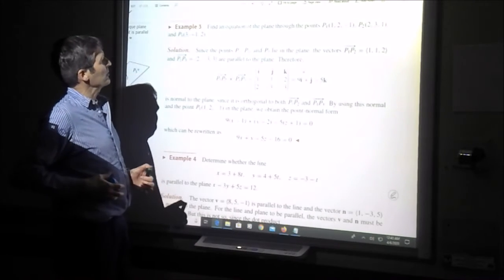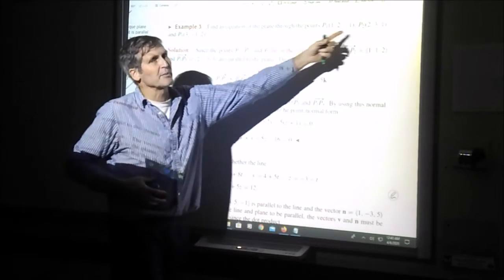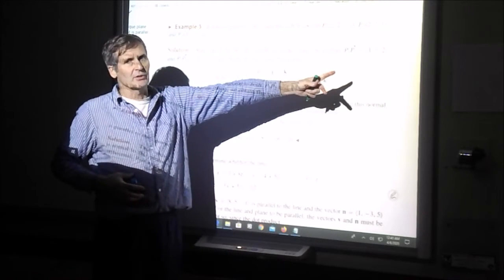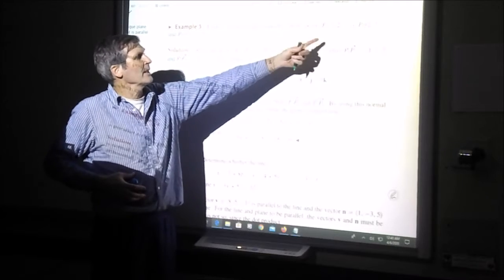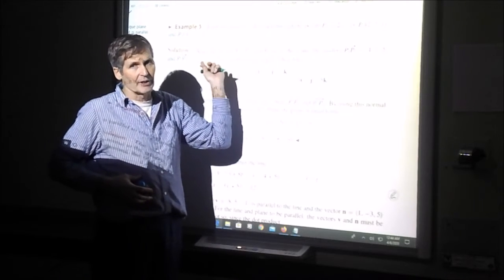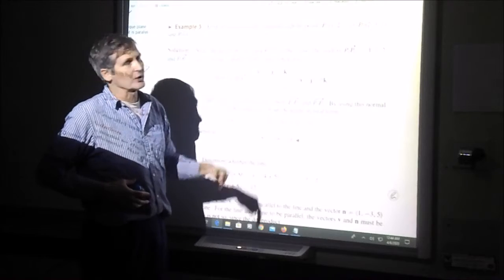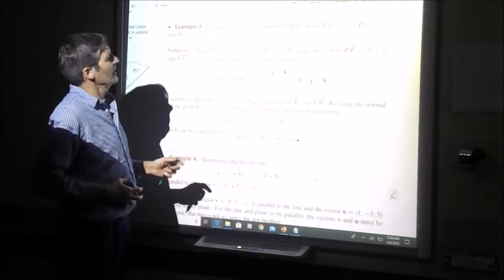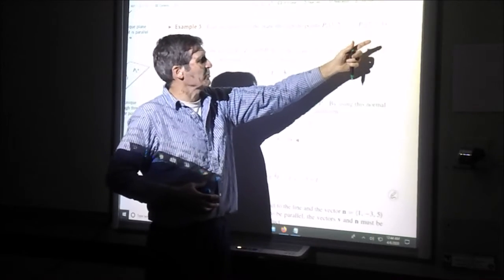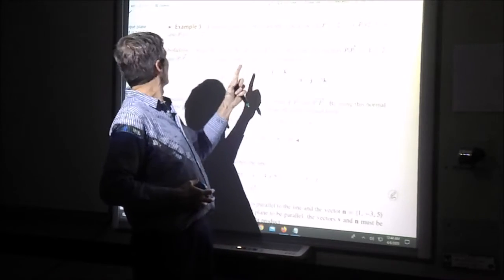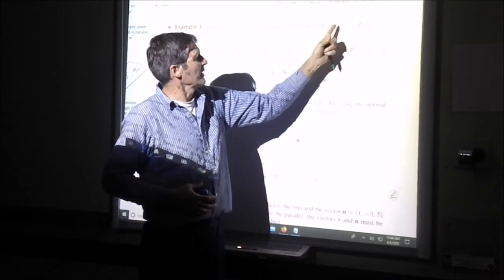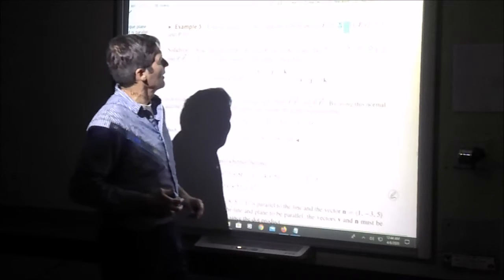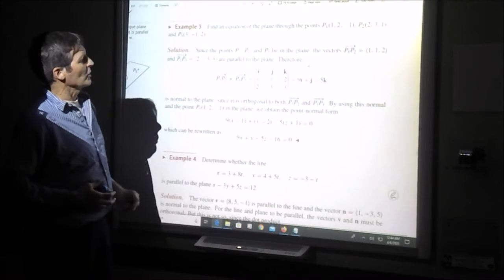Here's an interesting problem. Suppose you want to find the equation of a plane through 3 points. Just like 2 distinct points determine a unique line in Euclidean geometry in the plane, 3 points not all on a line determine a unique plane in 3 space. And here's how you can derive what it is. You take the 3 points and take the vector from P1 to P2 by subtracting the coordinates. 2 minus 1 is 1. 3 minus 2 is 1. 1 minus minus 1 is 2. So this is the vector right here that goes from P1 to P2.